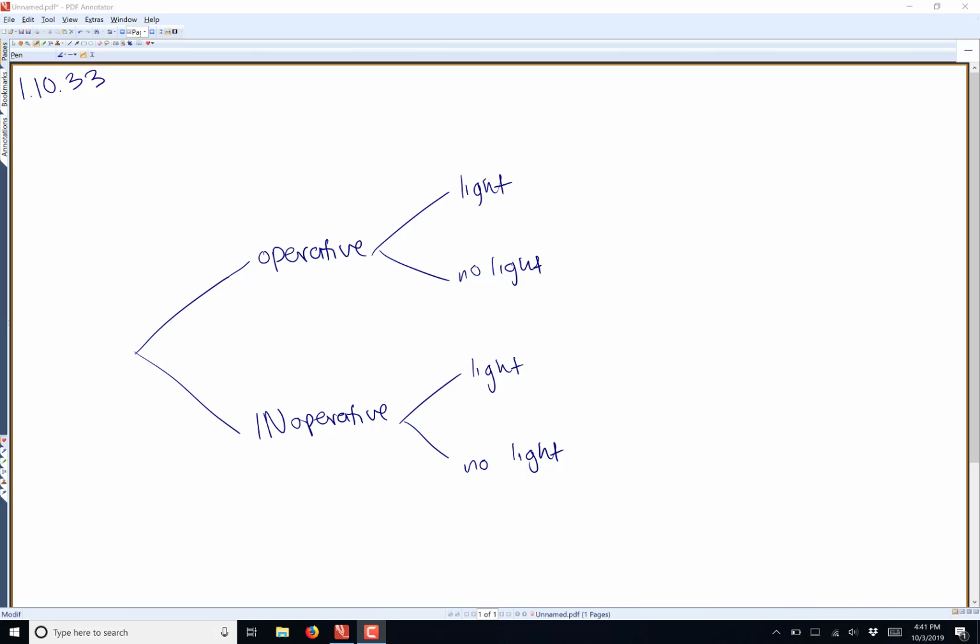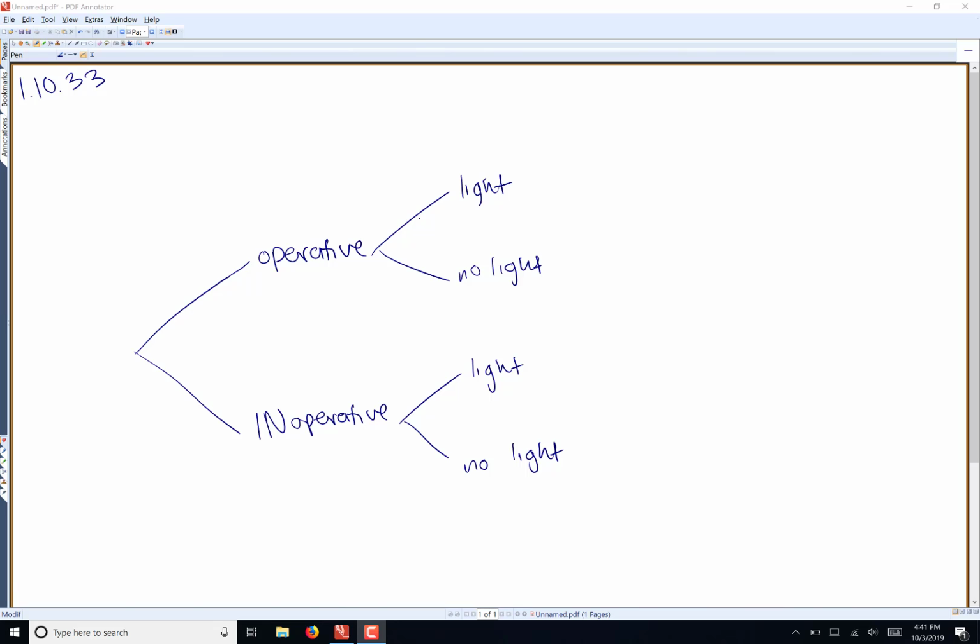So it sounds to me like we have some kind of tree diagram like this, where your true state of affairs is the pump is either operative or inoperative. Based on that, the light can either come on or not come on. If it's inoperative, it can come on or not come on.